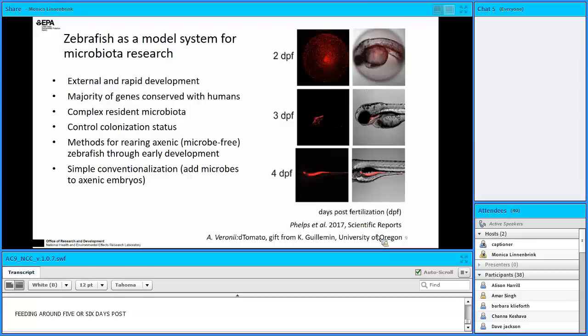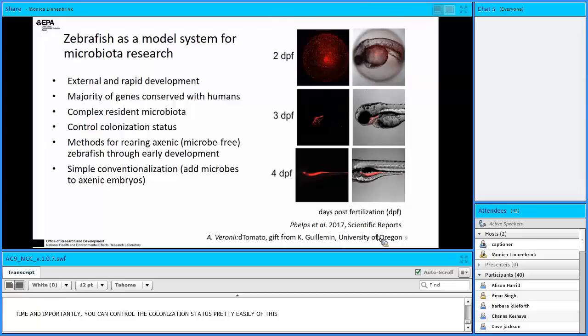So because they're small and develop externally and rapidly, they've been used for toxicology screening studies in a variety of settings, and everyone's probably familiar with that. So another reason that we're using this model for this particular research is that zebrafish also contain complex resident microbiota that dynamically change over developmental time. And importantly, you can control the colonization status pretty easily of this model organism.